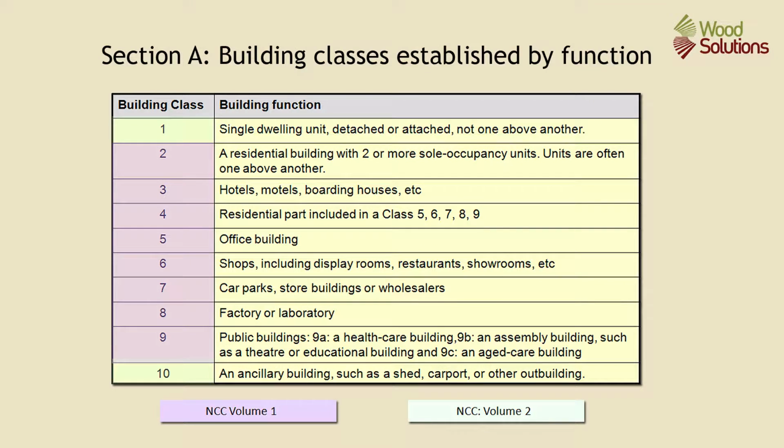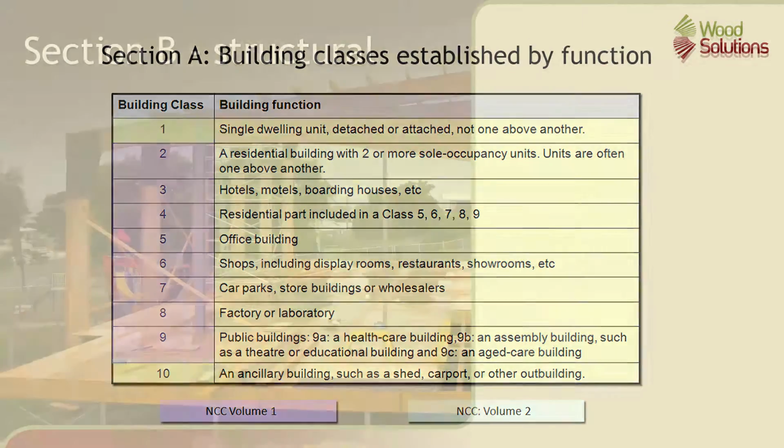Section A of the NCC classifies buildings by their function, and the various building classes are shown in this table. Generally, Class 1 to 4 buildings are residential or accommodation buildings. Class 5 to 6 buildings are general commercial buildings. Shops and factories are Class 7 and 8 buildings, and public buildings such as hospitals and schools are Class 9 buildings. These classifications are important as many NCC provisions set specific requirements for buildings of particular classes.